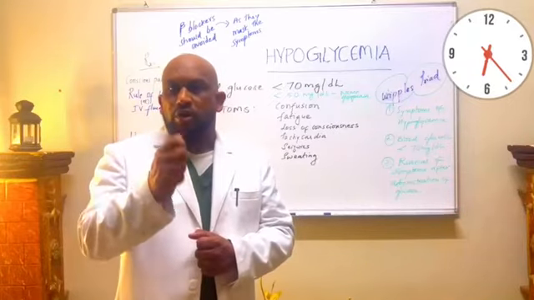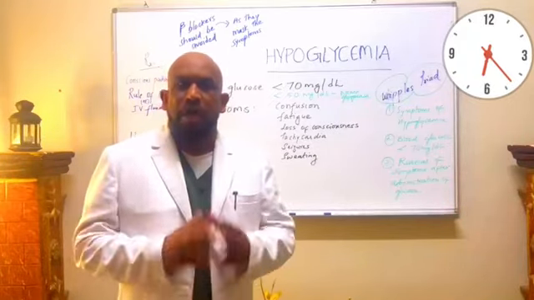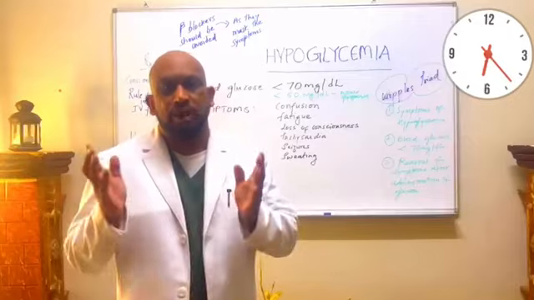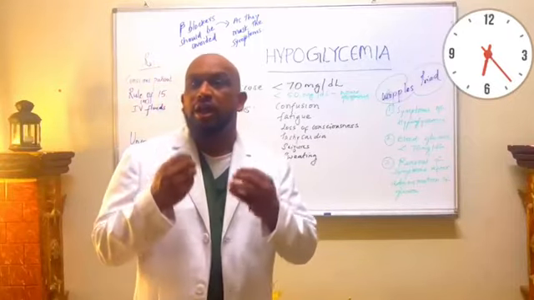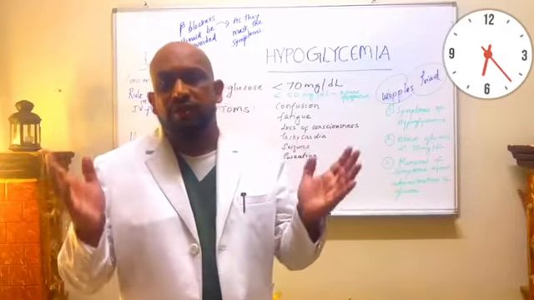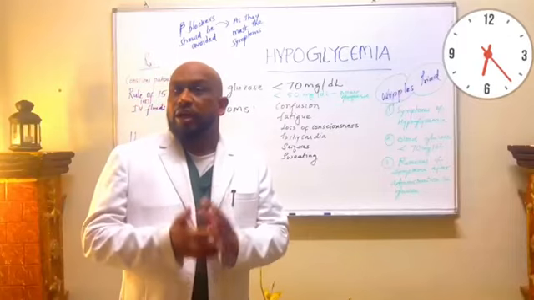Mix it in water or directly give it to the patient. After 15 minutes, again check the blood glucose. This should be repeated till the blood glucose is greater than 70 milligram per deciliter.